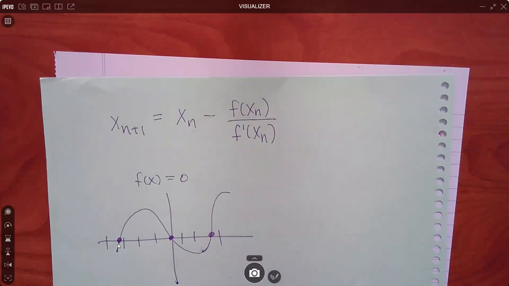I think this is close to this value, isn't it? So I would guess 1, -1, -2, -3. I would guess that this is pretty close to -3, okay? And if I were trying to figure this one out, I would say it's pretty close to 3, right? And so I would use 3 as my initial guess.